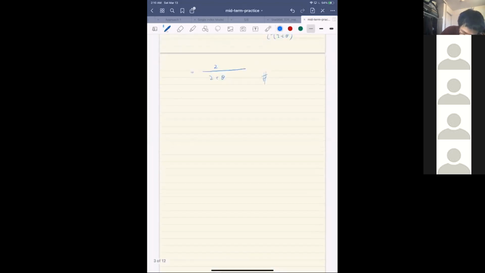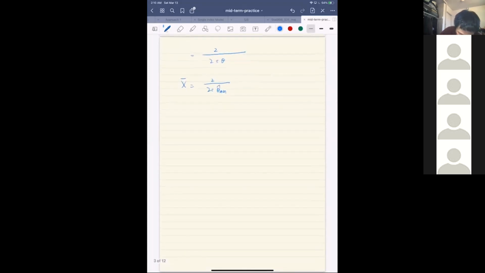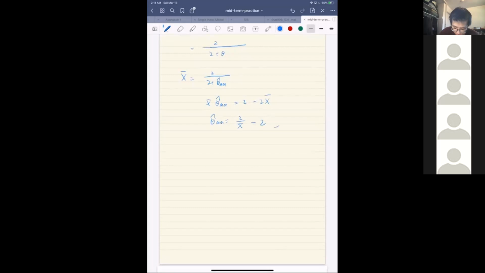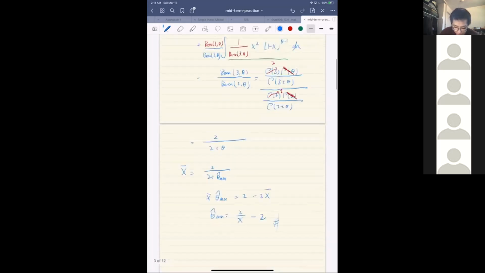Then we can do some rearrangement and find the method of moments estimator. We set X bar equal to 2 over 2 plus theta hat MM. After rearrangement, it will be 2 minus 2X bar, divided by X bar. So it should be 2 over X bar minus 2. So this is the method of moments estimator.